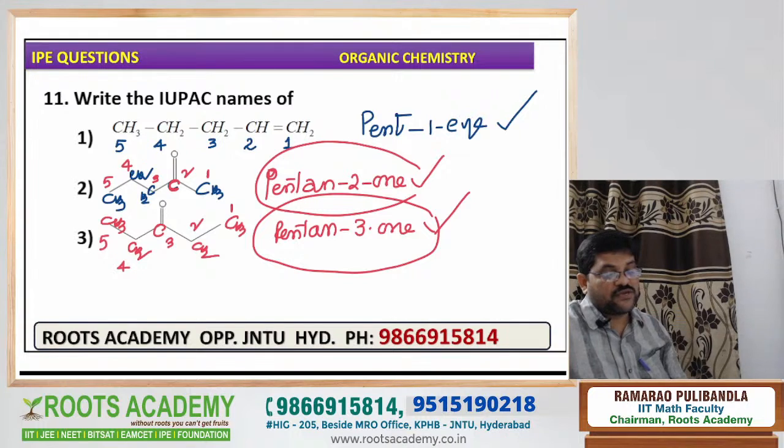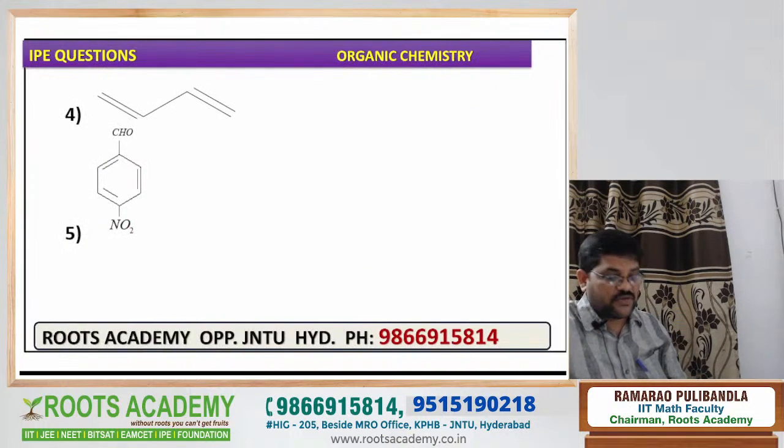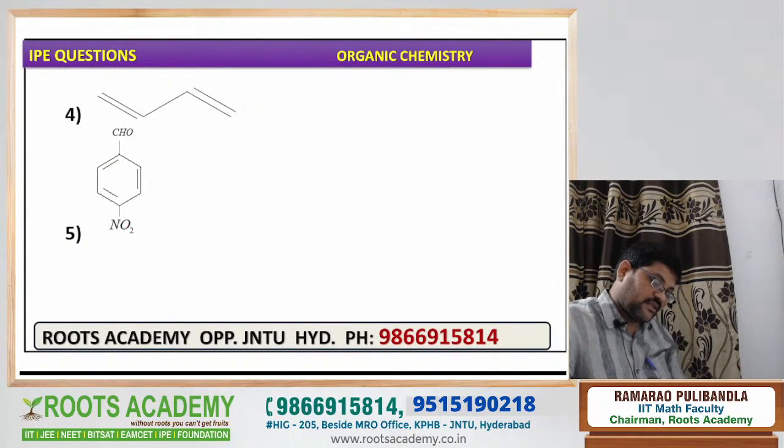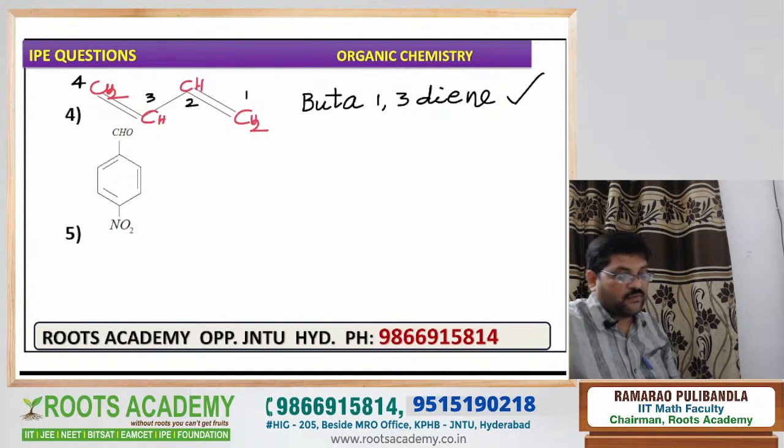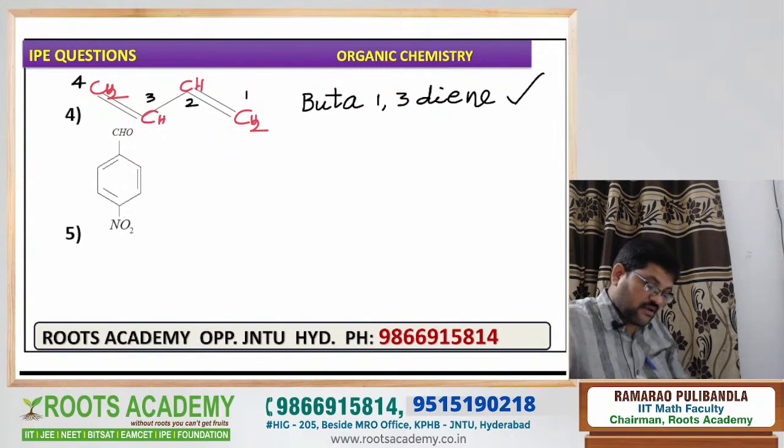These two are examples of what? Metamers. Examples of what, students? Metamers. And take this example. CH2, CH, CH, CH2. Now by giving numbering, what do you write here? 1, 2, 3, 4. Totally 4 carbons are there. That's why this is called buta. Buta-1,3-diene. Its IUPAC name is what? Buta-1,3-diene.